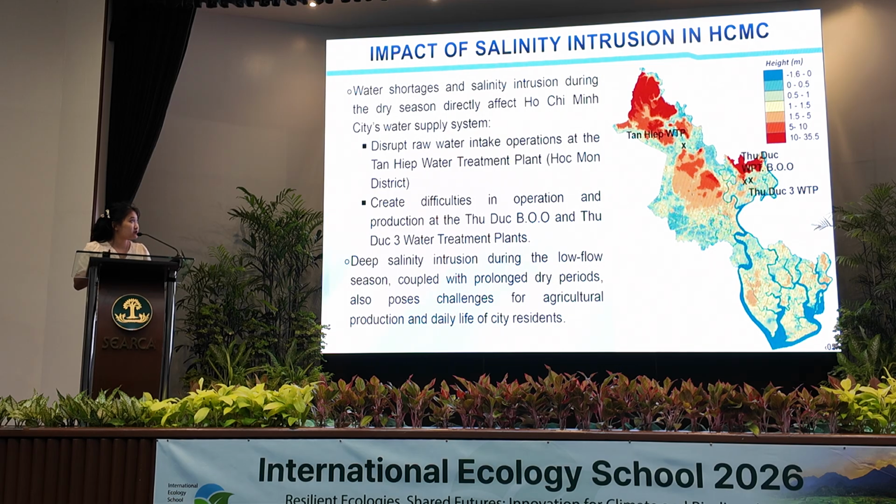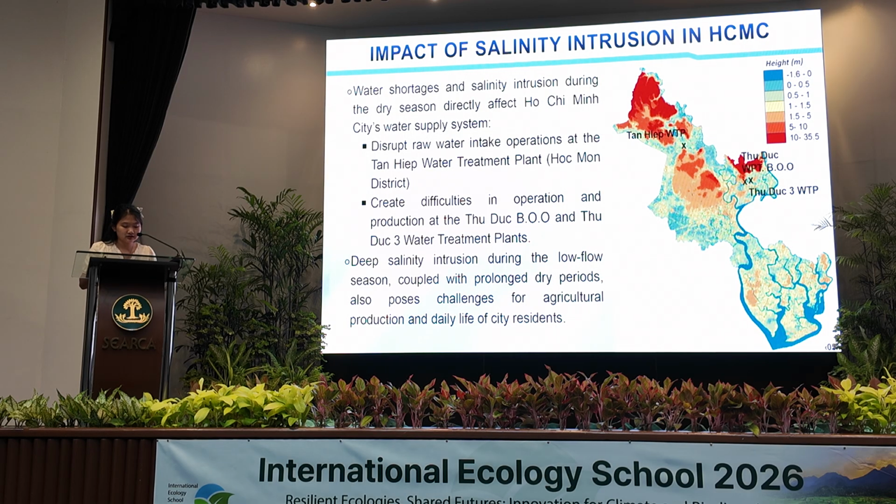Now let's look at the map to see how saltwater affects Ho Chi Minh City in the dry season. As you can see, when we don't have enough fresh water, our water system faces big problems. First, it's very hard for water plants to work. For example, right here, the Tân Hiệp water plant in Hóc Môn cannot get clean river water. Over here, the big plant in Thủ Đức also faces many difficulties in making drinking water for the city.